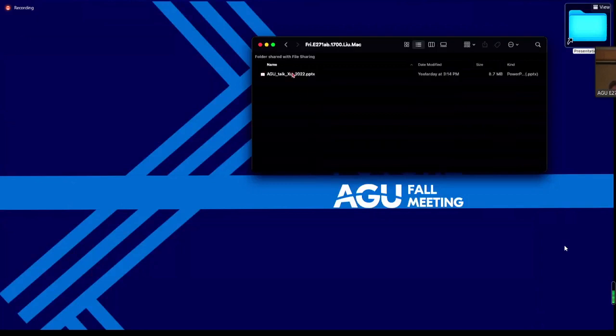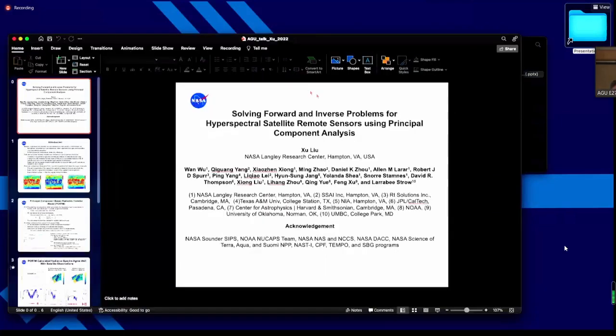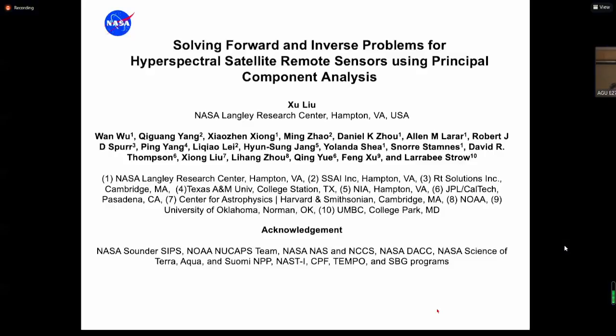So our next talk will be by Xu Lei. He's going to talk about solving forward and inverse problems for hyperspectral satellite remote sensors using principal component analysis.